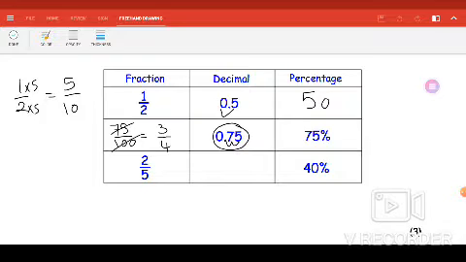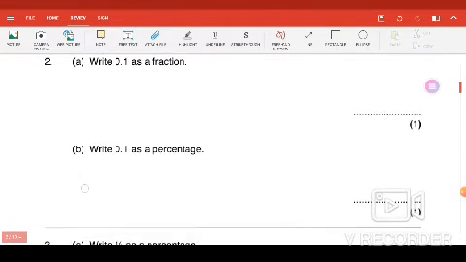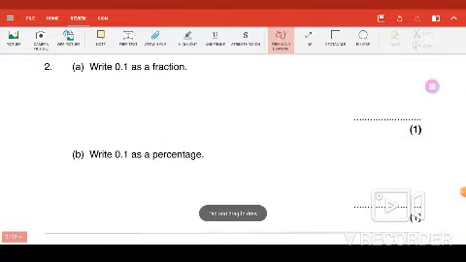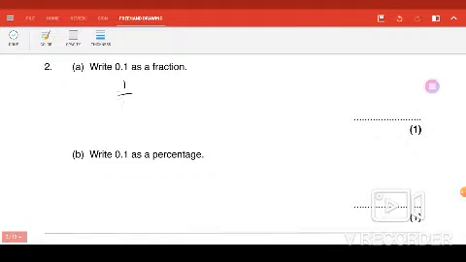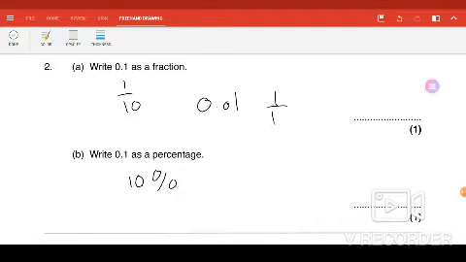Sorry. We can multiply this by 100 to get the percentage, or you know that this is 0.4. Write 0.1 as a fraction. It's 1/10. Percentage is 10%. If it was 0.01, this will be 1/100, and this will be 1%.